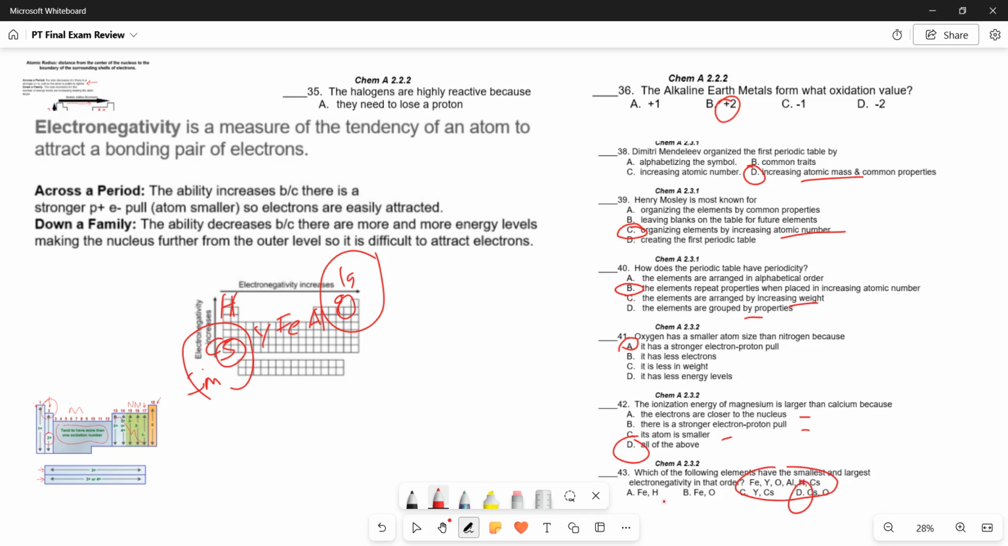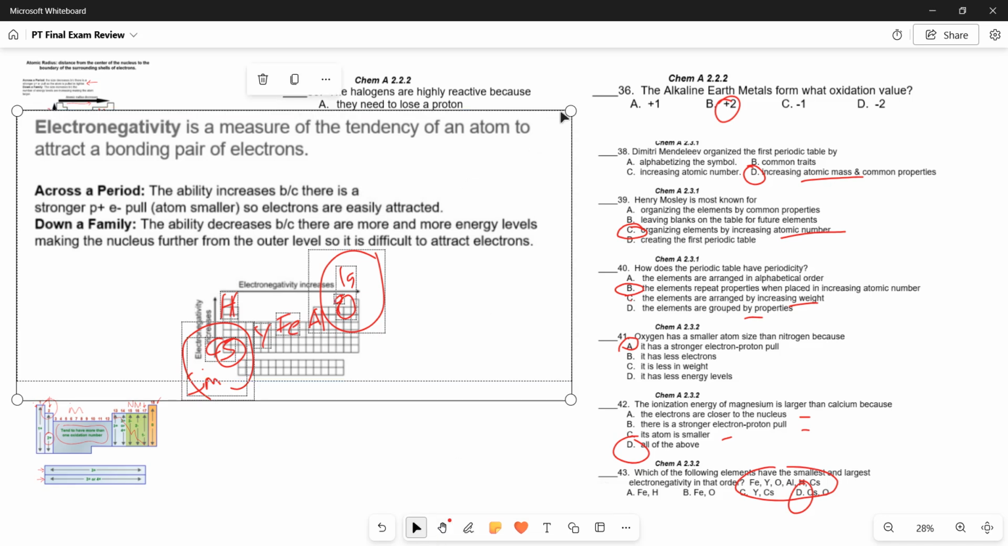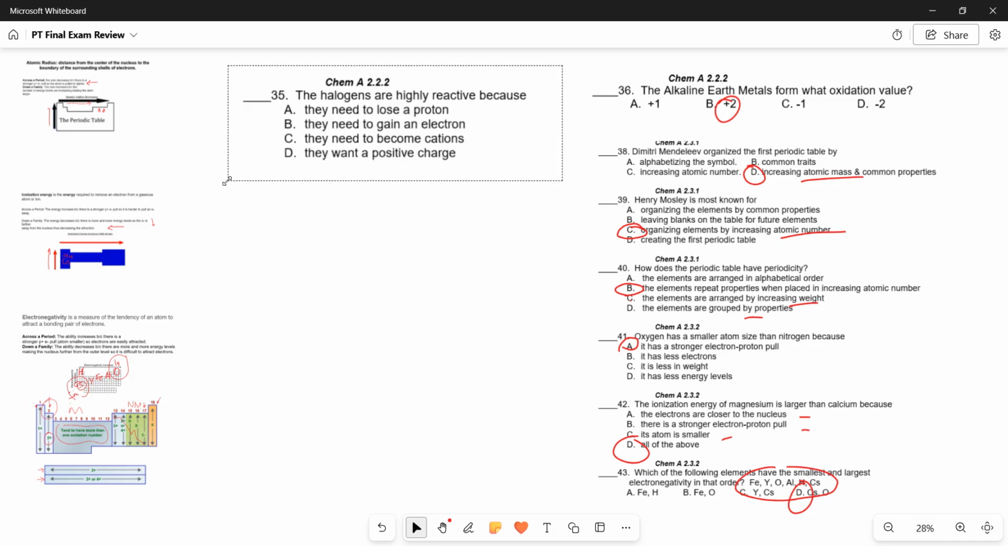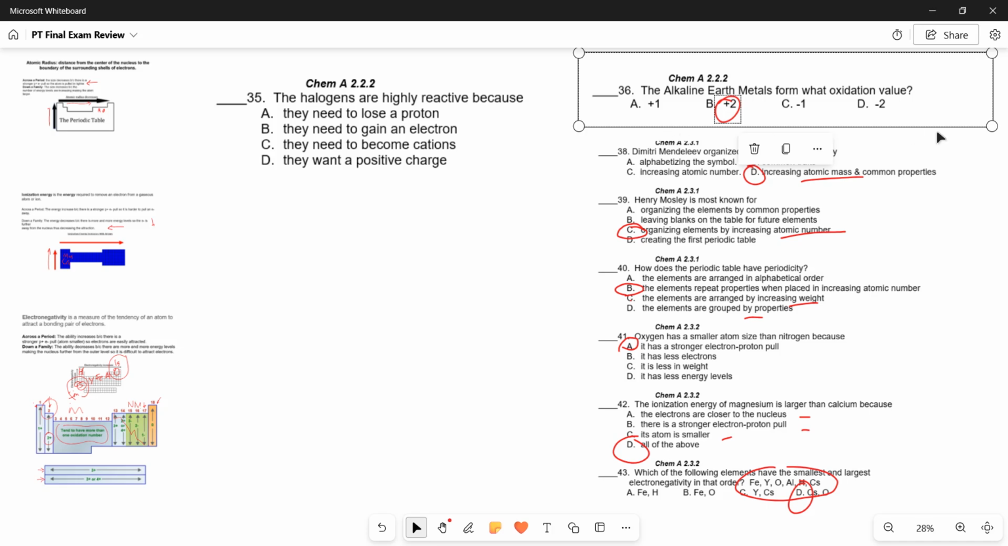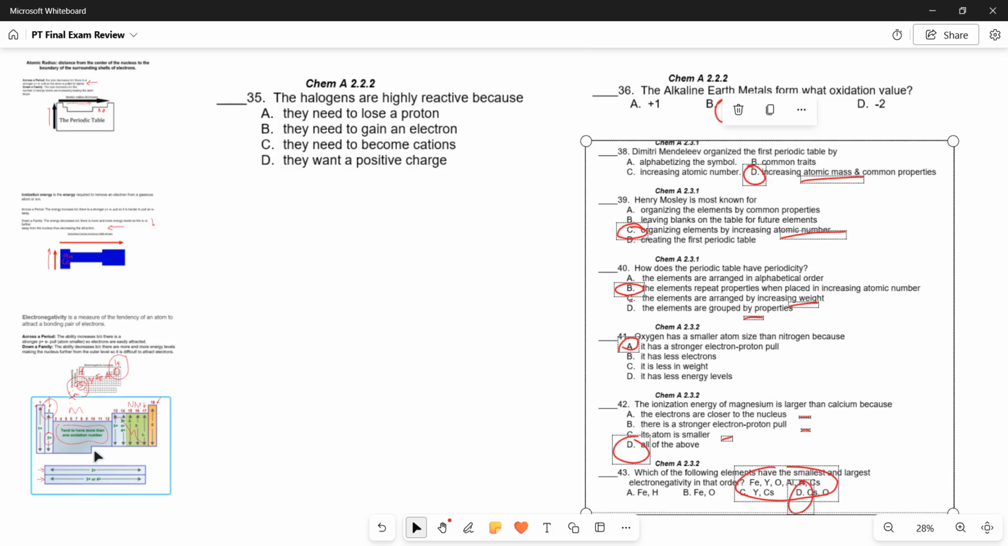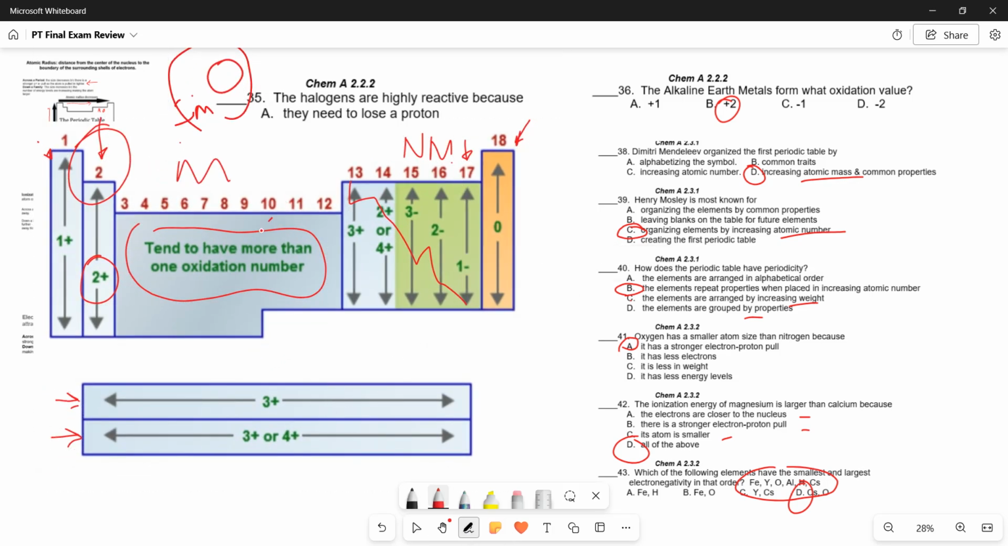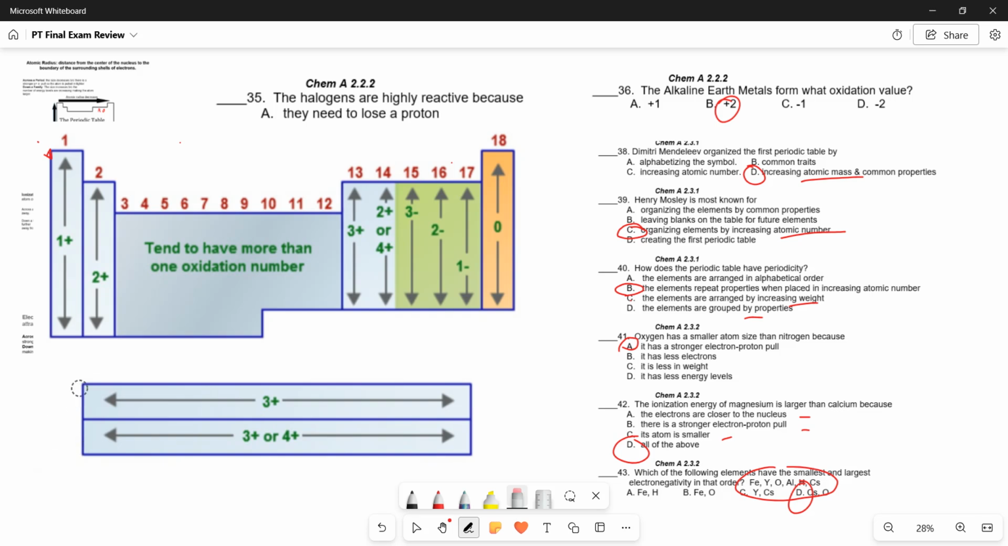All right, let's look at the last question that I had on my test in this category. Up here at 35, it says the halogens are highly reactive because, and why is that? So when we look at the periodic table, I'm just going to quickly make this bigger here. We have reactive families. And so I'm going to quickly erase this so that we can talk about this. The two most reactive families are actually on the ends, not the noble gases. They don't react, but the halogens and the alkali metals.